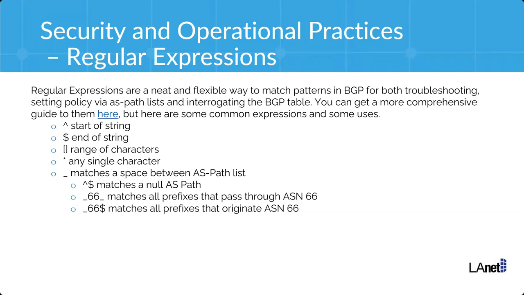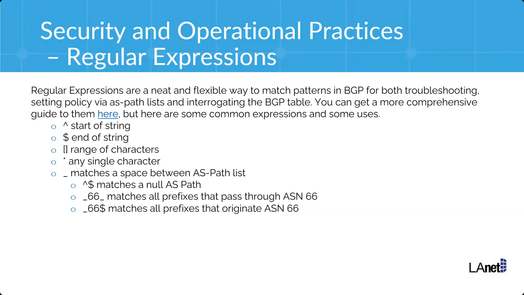With these 5, you can start to see some power. We can now see what that caret dollar sign does. It matches a null or empty ASPath list. And again, the only null or empty AS path list is my internal AS path list, because AS path is only updated on exiting an AS, right?